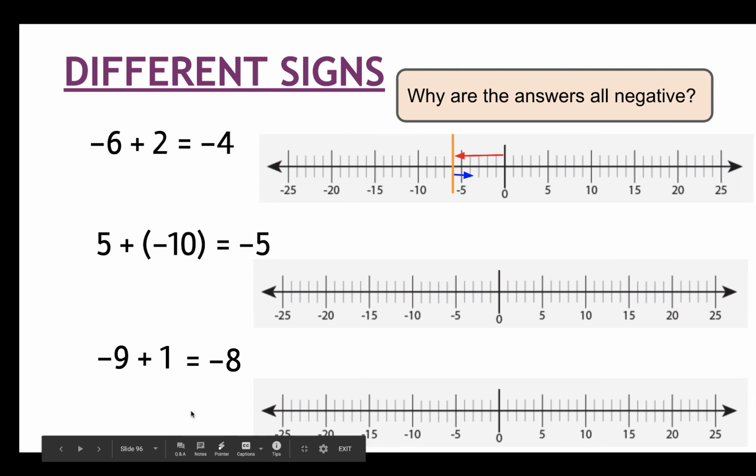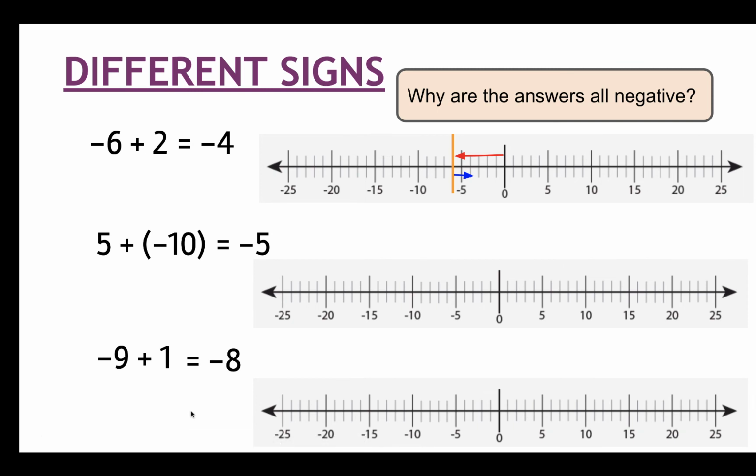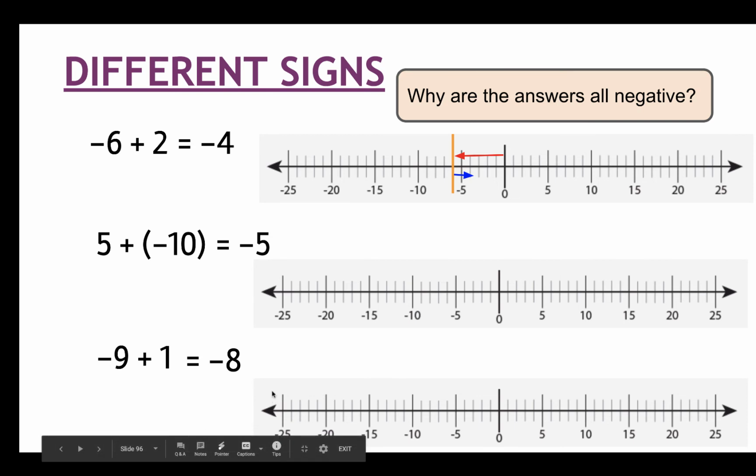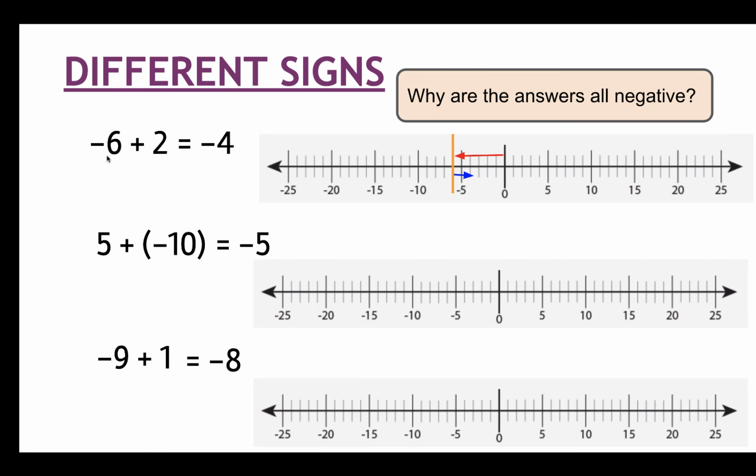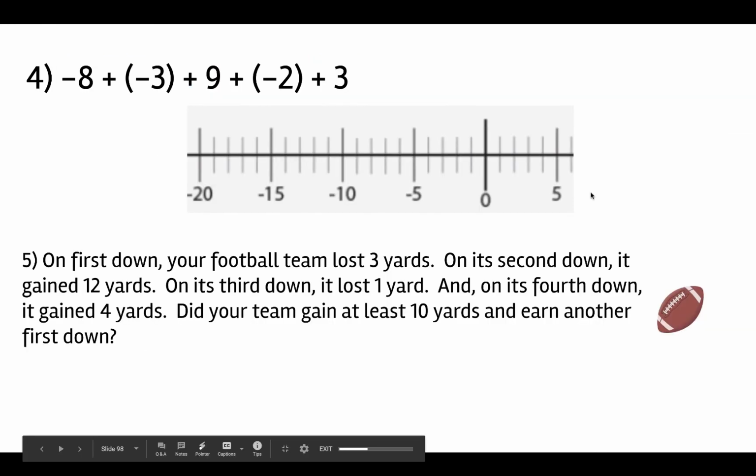Why are all the answers negative here, right? On the previous slide, they were all positive. Well, if you think about it now, the absolute value of -6 is 6. The absolute value of 2 is 2. The negative term had the larger absolute value. And look at my sum. Right here, the absolute value of 5 is 5. Here, the absolute value of -10 is 10. So the negative term had the larger absolute value. Look at my sum.